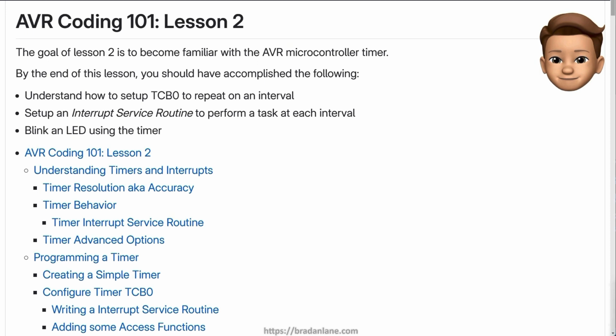Welcome to AVR Coding 101, Lesson 2. This lesson will focus on timers. Specifically, we'll be using the TCB0 timer to create a repeating interval, and we'll be coding an interrupt service routine. Finally, we'll be using that information to be able to blink our LED that we had in Lesson 1.